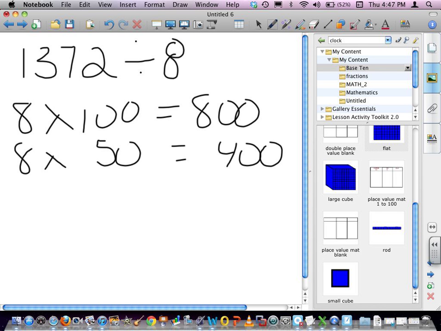Right? You go with me there? So that's going to give me 1200, right? So 8 times 150 is 1200, and that's pretty close to my 1300. So now I have another 172 to think about, and I need to divide that by 8.